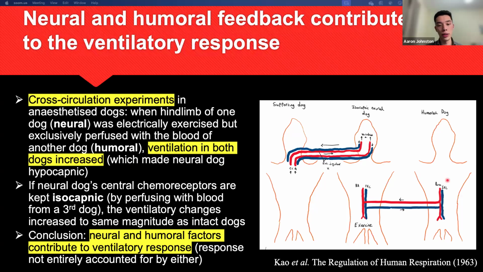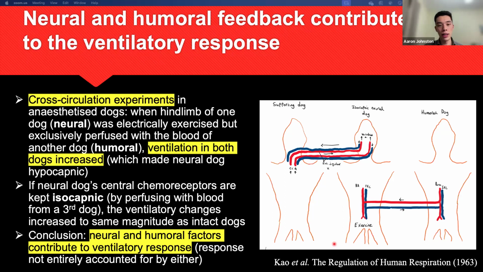In the humoral dog, so this dog isn't exercising, there's no feedback from the muscles. All it's receiving is changes in the systemic composition of the blood. So it's getting all the CO2, the lactate, etc., from the muscles. So presumably the central chemoreceptors are detecting this. This dog's ventilation increases. The conclusion, therefore, being that both neural factors, so factors originating directly from the exercising muscle, and humoral factors, so spillover of metabolites into the blood, which might be detected centrally, both of these responses contribute to the ventilatory response. And indeed that neither factor alone can account for the entire response.